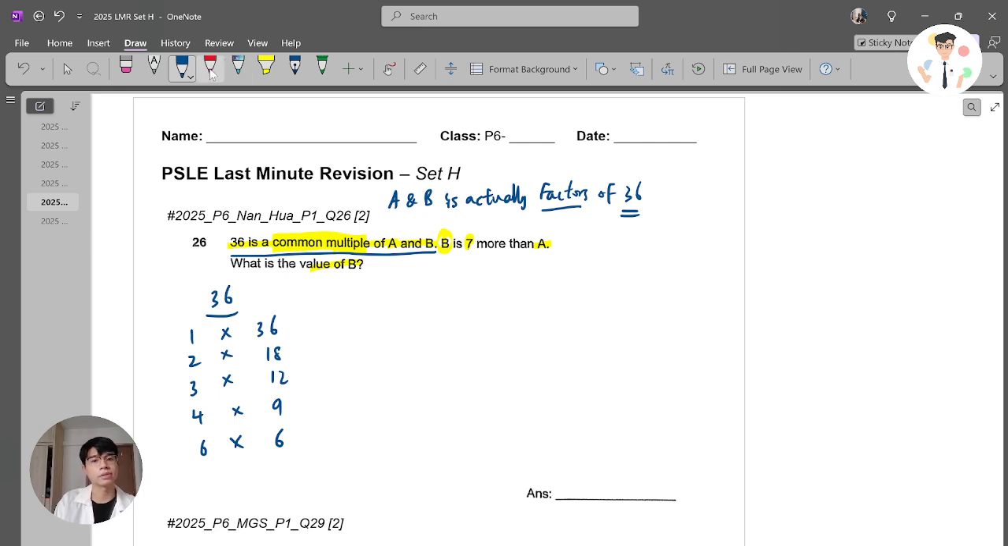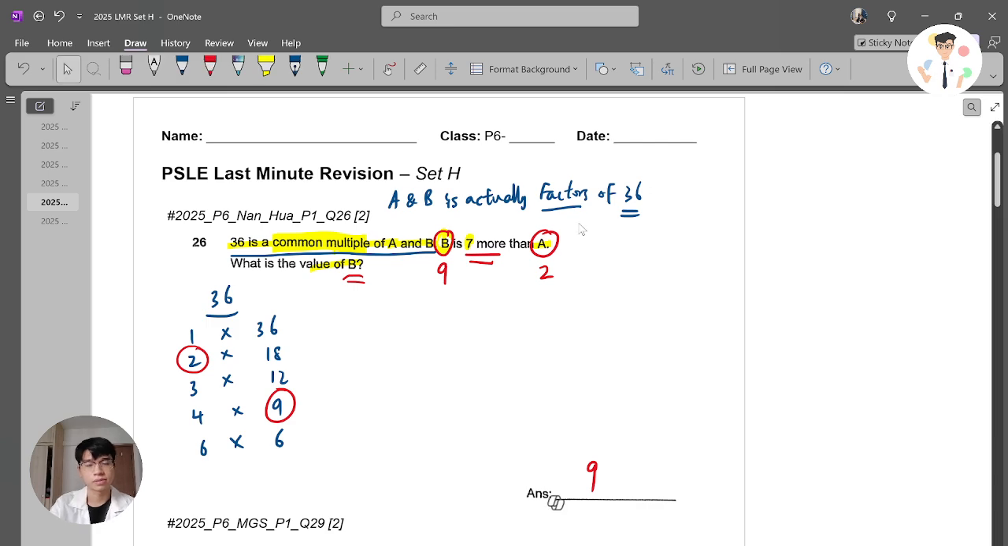Now I know A and B are among these, and B is 7 more than A. So which two numbers have a difference of 7? I think it is kind of obvious, which is 2 and 9. I know 9 is 7 more than 2. So B is 9. Okay, that's all. We are done.